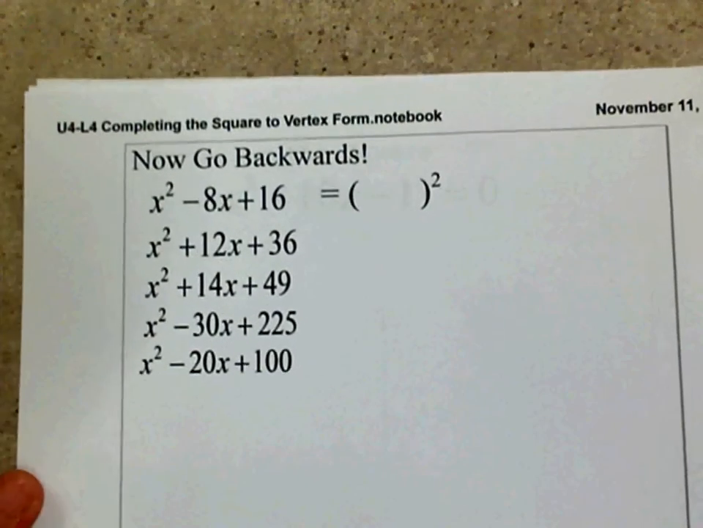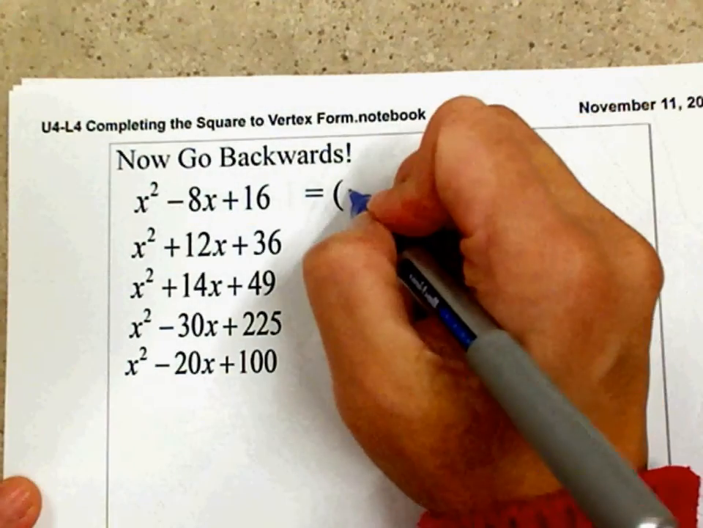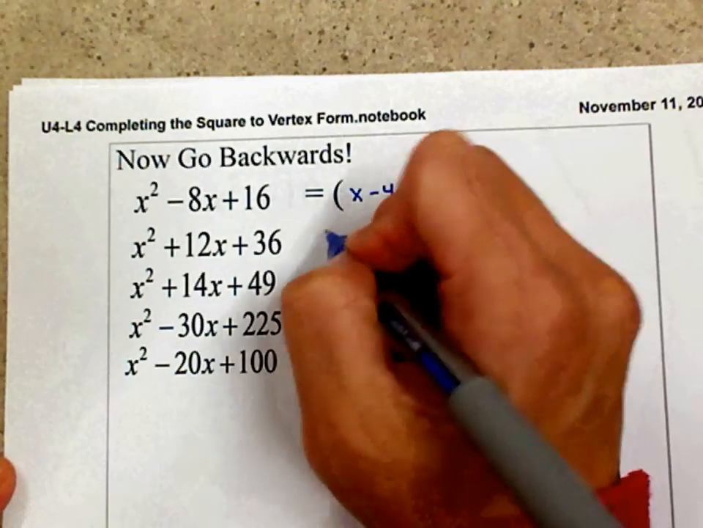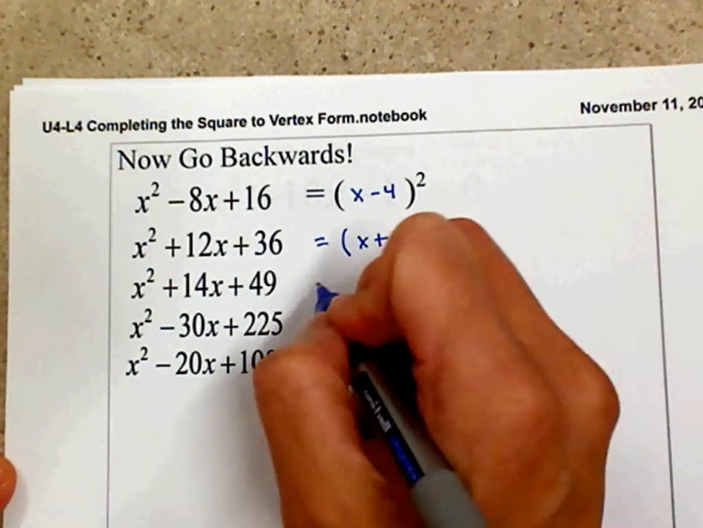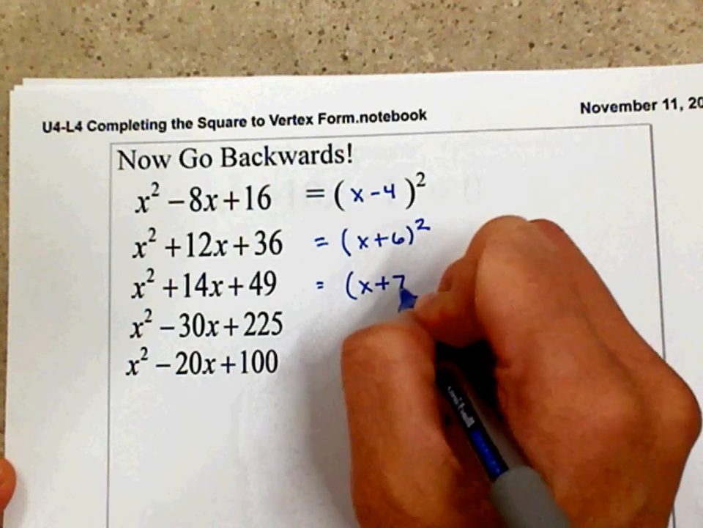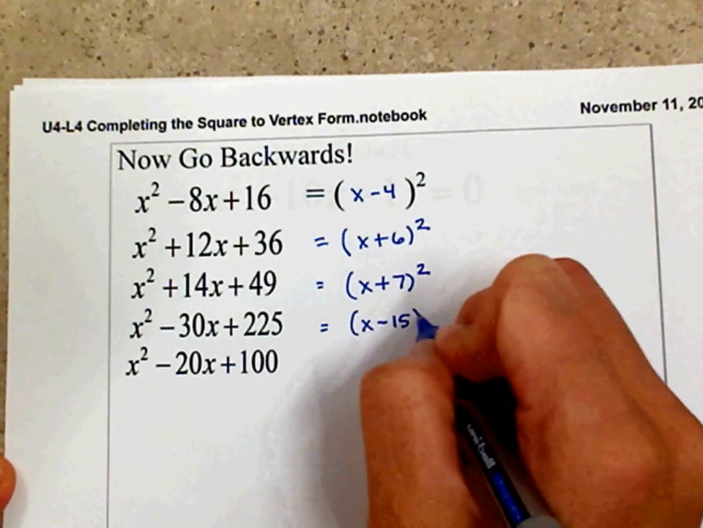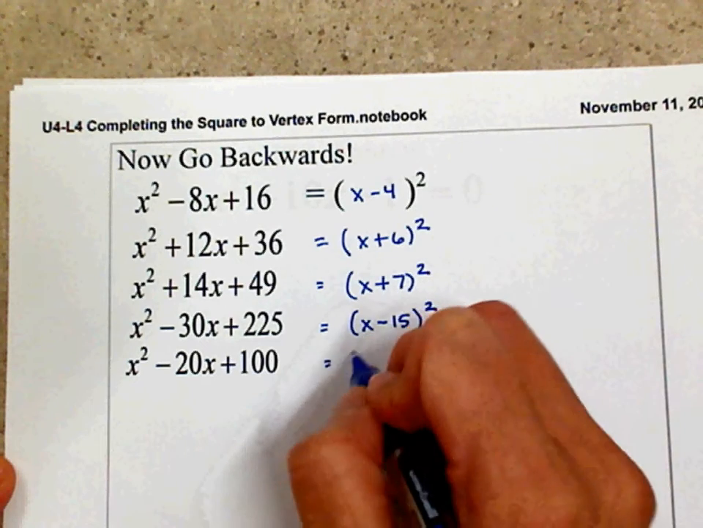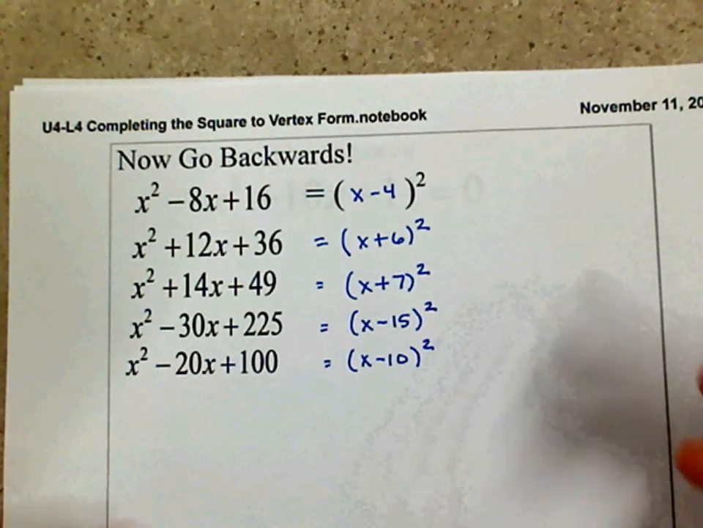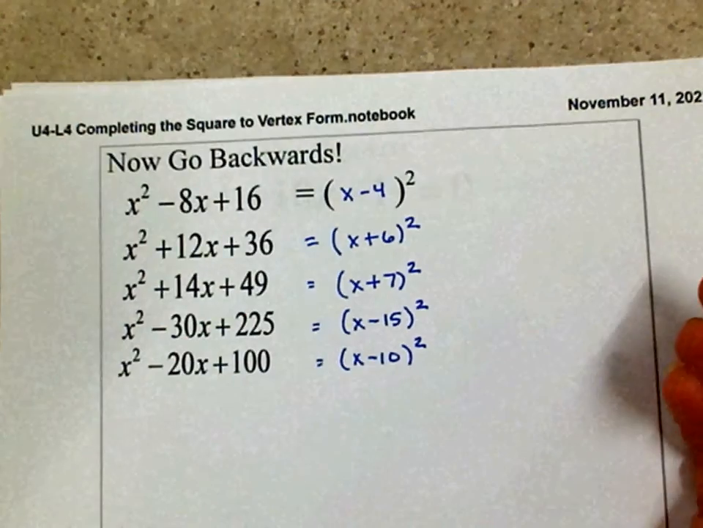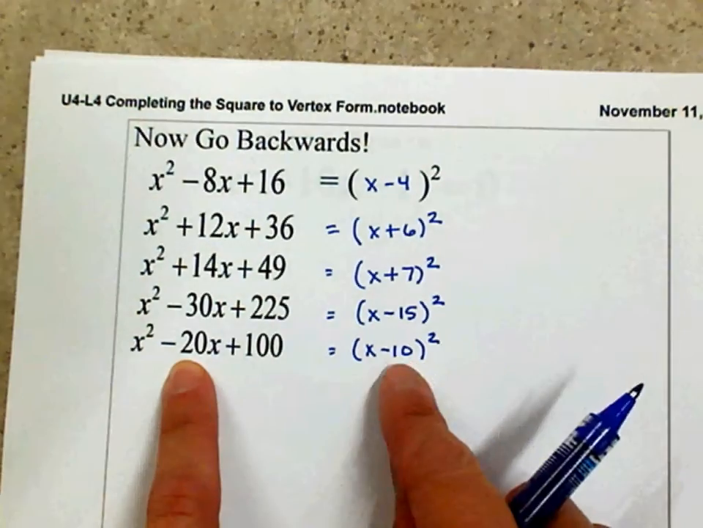See if you guys can figure out a pattern taking place. Okay? So I'm going to go ahead and start. x minus 4, x plus 6 squared, x plus 7 squared, x minus 15 squared, x minus 10 squared. You guys seeing a pattern of these two? They're equal to each other. Okay? Half of negative 20 is negative 10, and when you square it, you get 100.